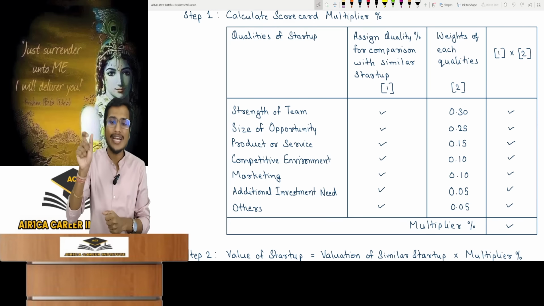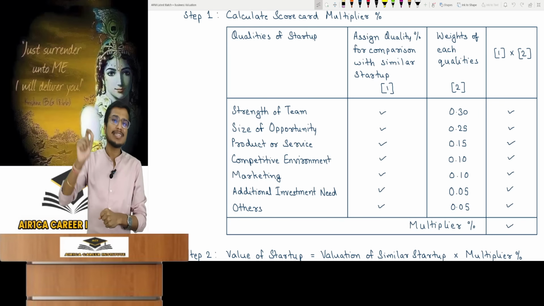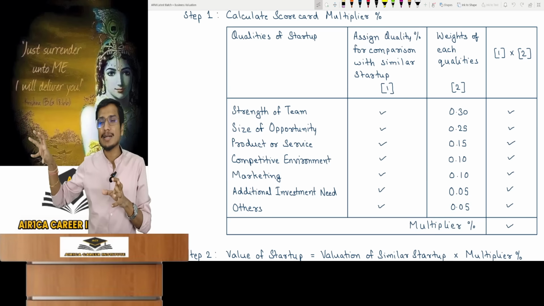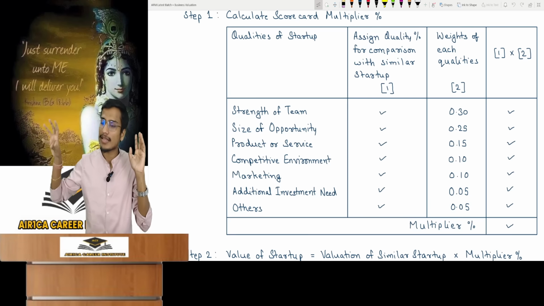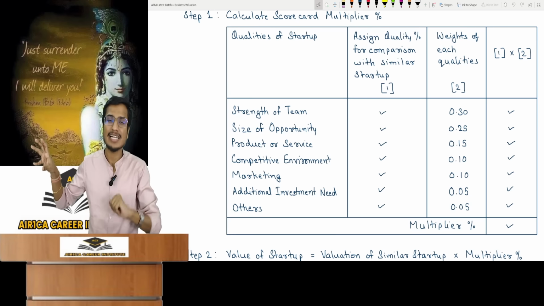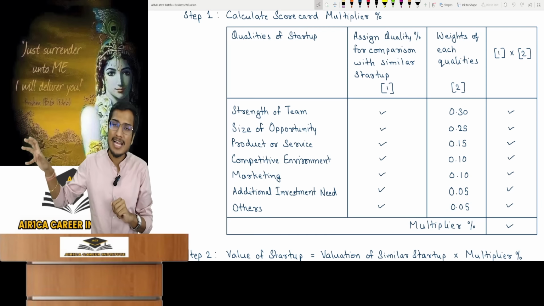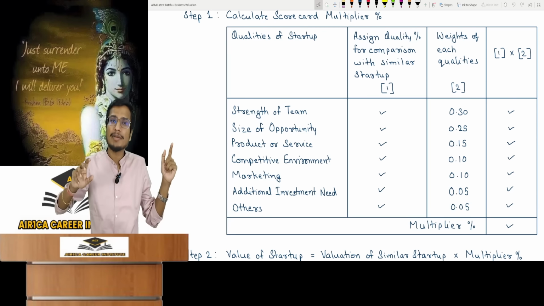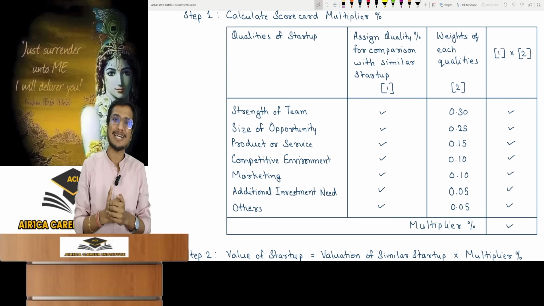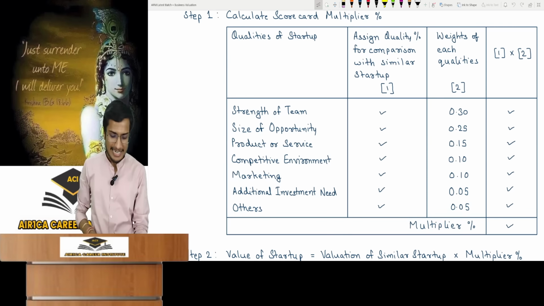You assign a quality percentage. For comparison with a similar startup, you need to find a similar startup, and this relative valuation model is applicable only if a comparable one exists. So find the similar startup, and according to the similar startup, you compare yourself to see where you stand in this quality compared to your similar startup. First, look at the strength of the team. I saw my similar startup. I just made up an example.